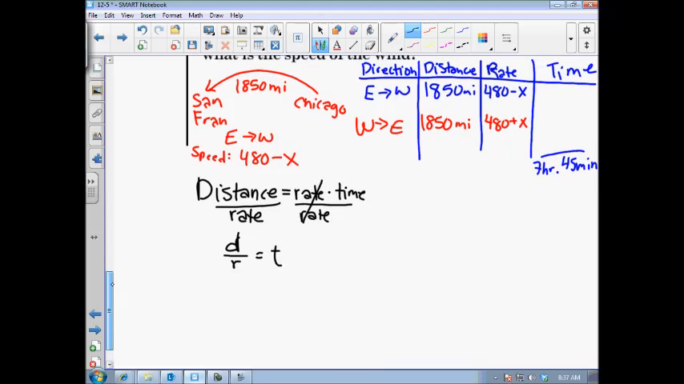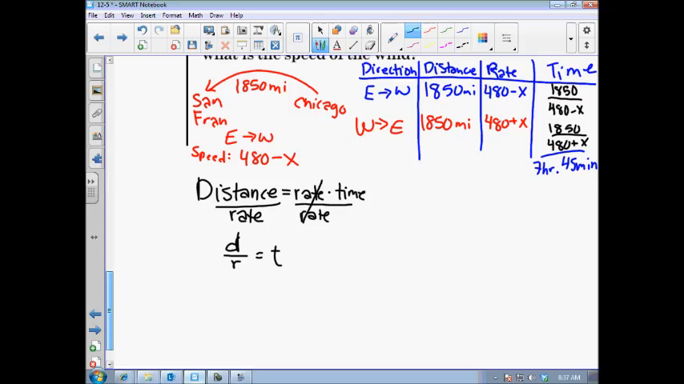Okay, so we can set up our time finally. The distance was 1,850 divided by the rate. It's a ratio, or a rational, because it's a fraction. And again, another fraction, 1850 divided by 480 plus x. Okay, so to solve for the wind, we can finally set it up, and then the solving process will be exactly the same as number 1.